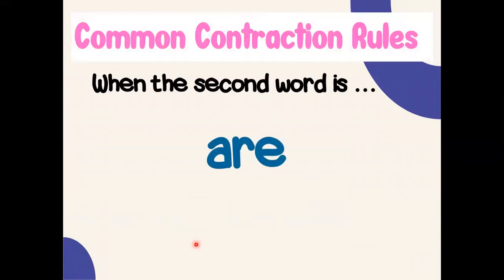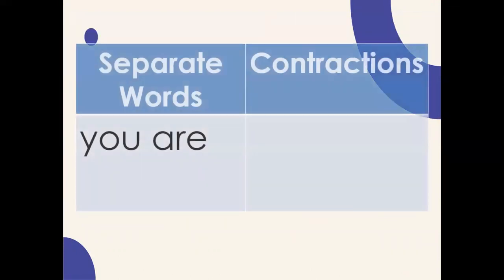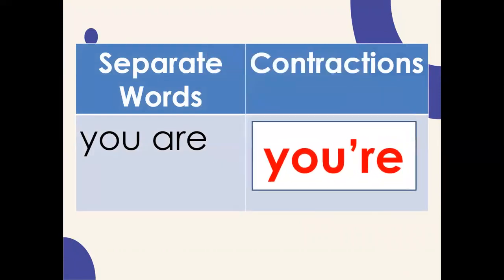Another, when the second word is are, the apostrophe takes the place of the A. So for example, you are becomes you're. You change the A into an apostrophe.